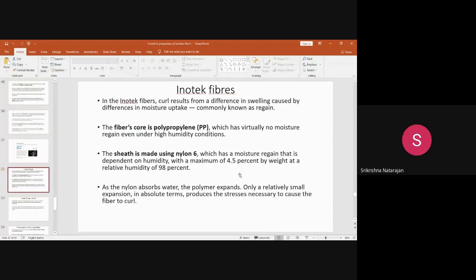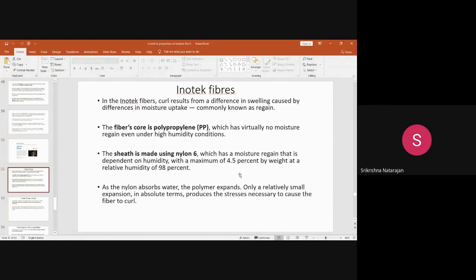There were other developments also based on these humidity responsive textiles. One of the developments is by a company called Inotech. They have developed the same type of Aero React range of sportswear, where it is made up of a bicomponent yarn, where the core is made up of polypropylene. You know very well what a polypropylene fiber is and what properties it has. It is a very inert type of fiber which has no moisture regain, and even under high humidity conditions it is not going to react.